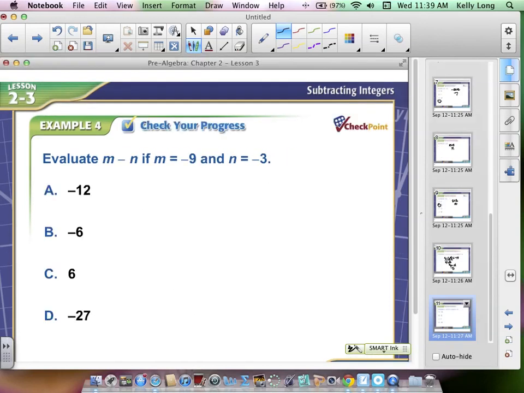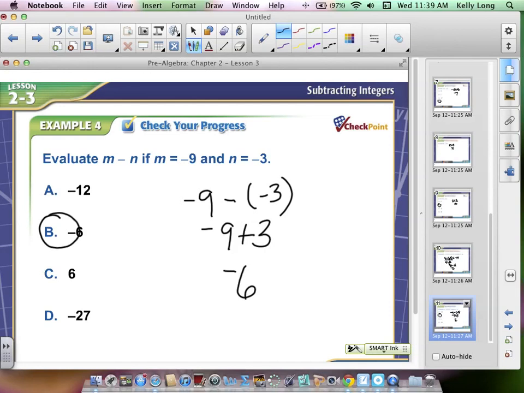All right, pause the video and do this one, and then check your work. All right, m minus n. All right, well, m is negative 9 minus n, which is negative 3. Change that to an addition problem. Negative 9 plus, change the sign of that number, so that's going to become a positive 3. And negative 9 plus a positive 3, adding with unlike signs, so I'm going to subtract and take the sign of the number with the largest absolute value. So it's going to be negative 6.